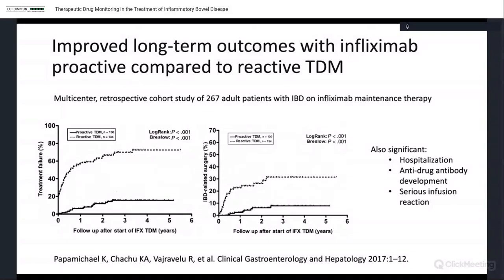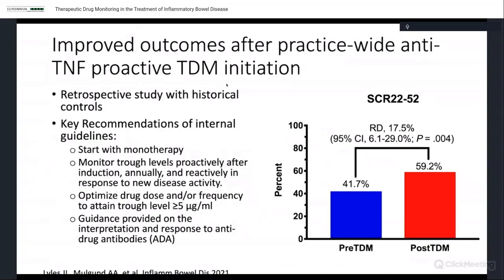serious infusion reactions. We performed a retrospective study with historical controls of a practice-wide anti-TNF proactive TDM quality improvement initiative. And this was when I was at Cincinnati Children's Hospital. In practice there, we instituted a quality improvement initiative where we gave key recommendations and internal guidelines.